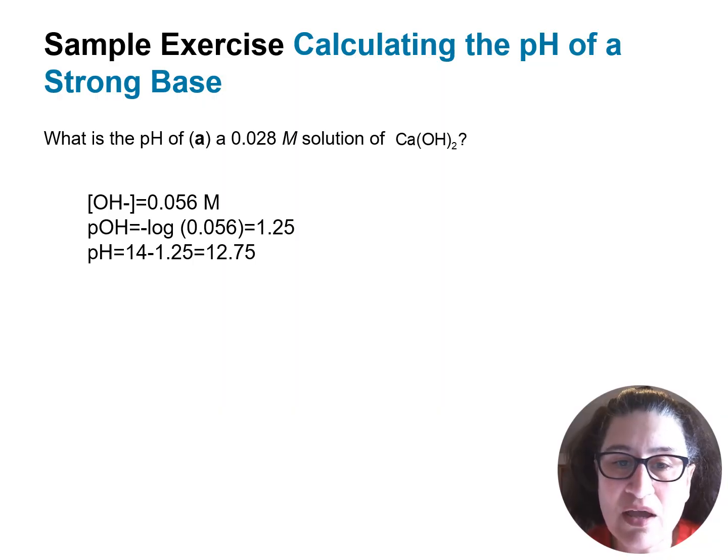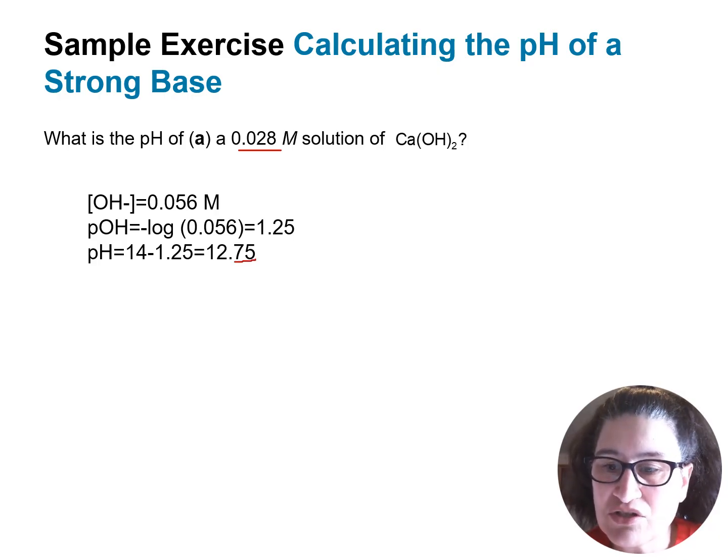My pOH then would be the negative log of my OH minus, which is 1.25, but they wanted me to find the pH. So pH plus pOH is 14, so I'd have to take 14 minus 1.25 and get 12.75. And my original number had 2 significant figures, so I have 2 decimal places in my pH. And that is the first part of chapter 16.